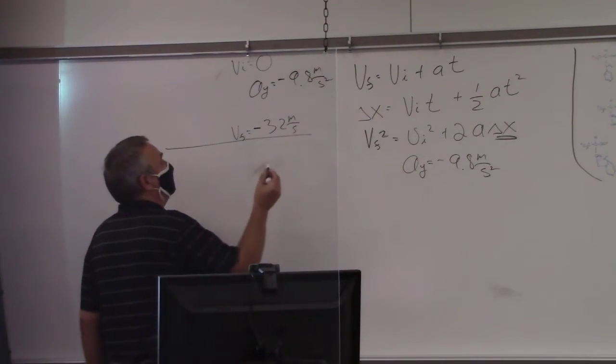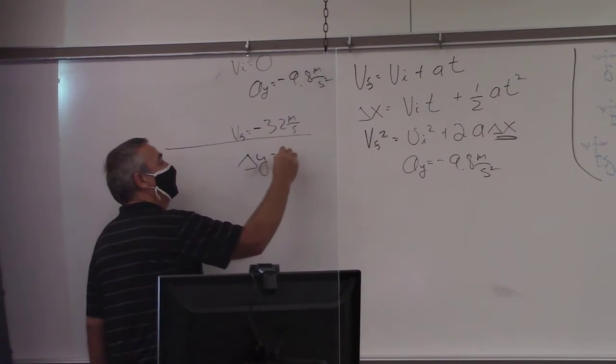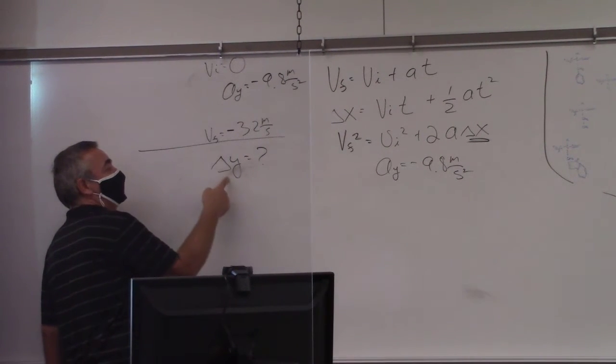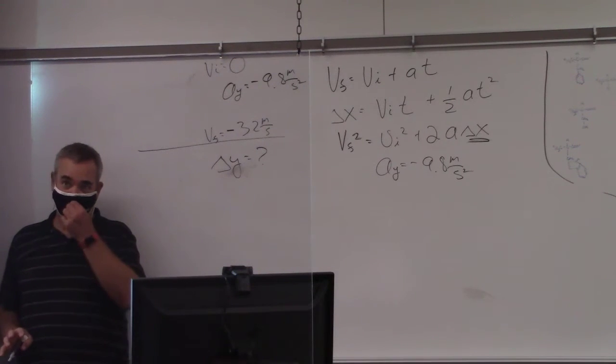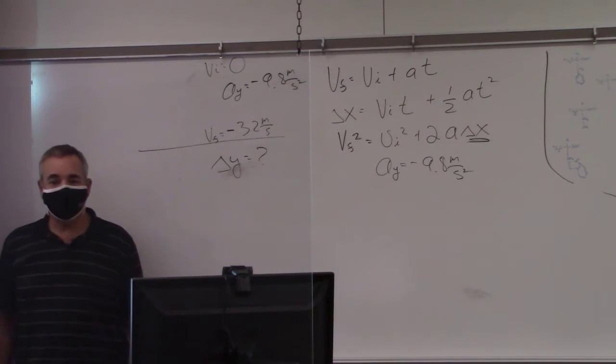Well, if we could find the displacement, this should come out negative because it's moving this way. If we could figure out how much the displacement is, we can just use the magnitude of the displacement. That would give us the actual distance. Okay, and I think that's all we really know.